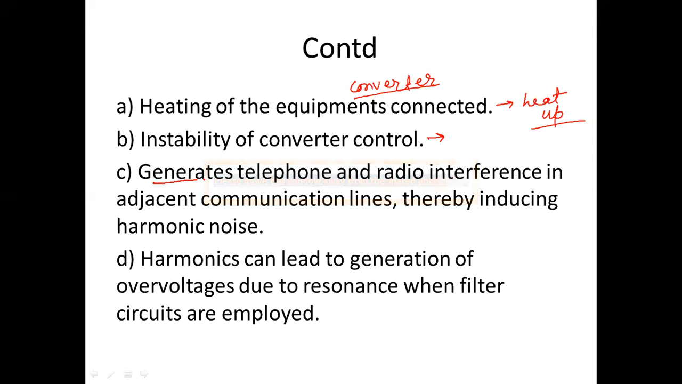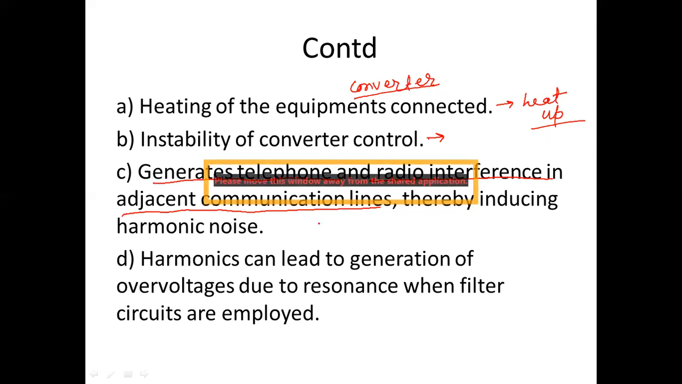Another thing is that it generates telephone and radio interference in the adjacent communication line. This is a very important point. It means there is a probability that adjacent systems like telephone and communication lines will be affected, thereby inducing harmonic noise, and harmonic noise will be produced there.